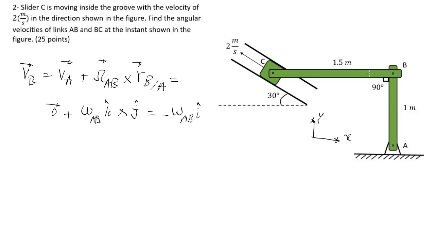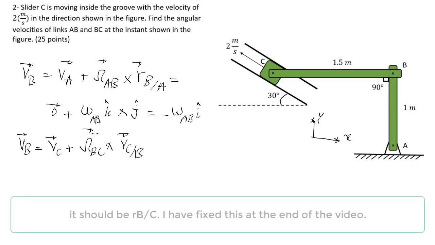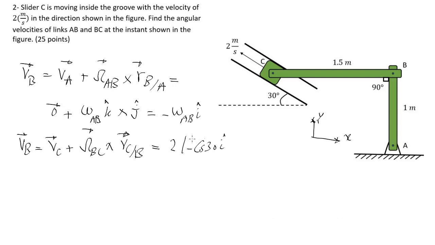Now let's write down the velocity of point B based on point C. VB is equal to VC plus omega BC, omega of this link, cross RC with respect to B. We have VC, that's 2 meters per second in this direction, so that is 2 times minus cosine 30 in the I direction, the projection of this vector in the horizontal direction, plus sine 30 in the J direction, plus omega BC in the K direction cross RC with respect to B. RC with respect to B is just minus 1.5 in the I direction.